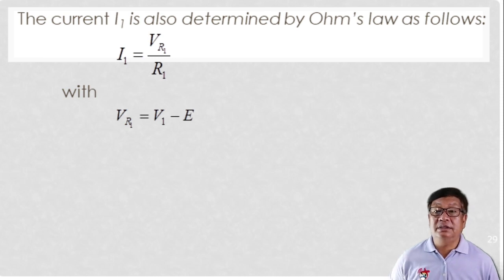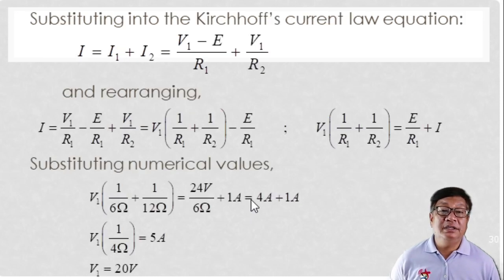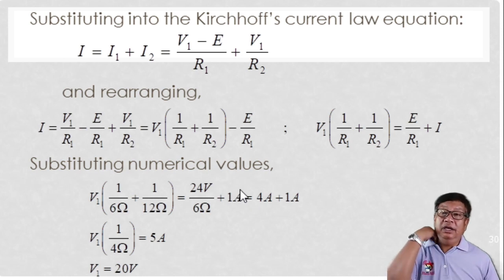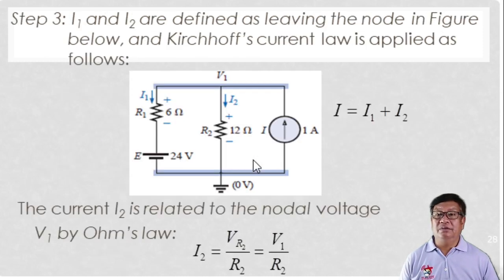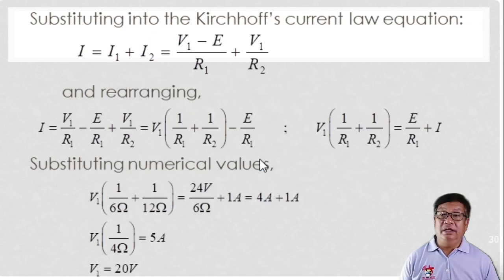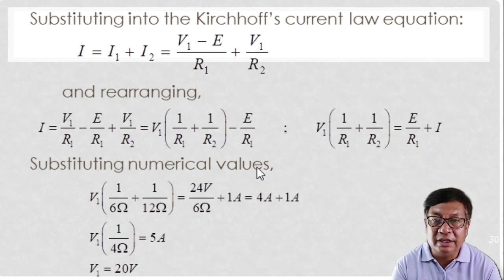Okay, so next, we have this substituting into the Kirchhoff's current law of that equation. So what happened here? We have this equation here. So let us substitute our equation. We have this I sub 1 plus I sub 2.